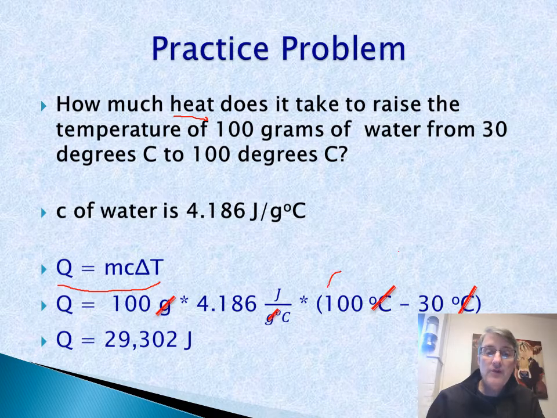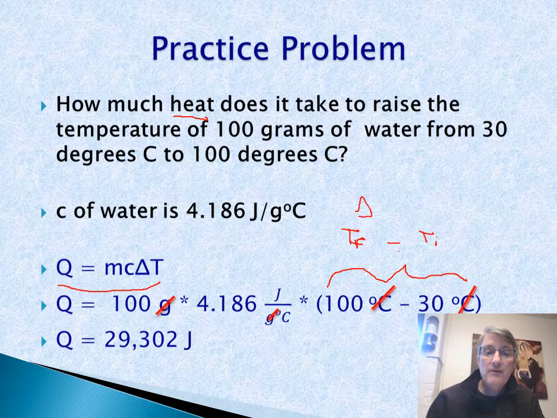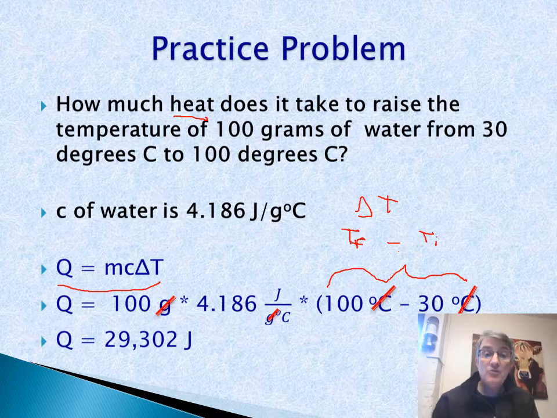So delta means final minus initial, right? T final is 100 and T initial is 30. Delta means change, so this is my delta T, and you can look at the problem and see that it's 70 degrees. Sometimes it's negative 70. If something's cooling off, then the heat will turn out to be negative, and that's okay. That just means we're removing heat from the material.